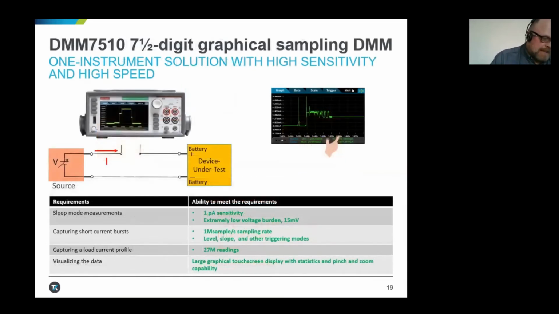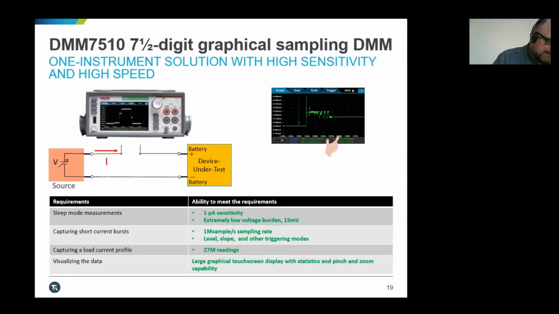Fortunately, Keithley has concentrated on the IoT power measurement challenges and provided an instrument that can meet the requirement for high sensitivity, fast sampling, and deep memory. The DMM 7510 can measure a sleep mode current with 1 picoamp sensitivity using a unique hybrid shunt ammeter feedback ammeter circuit. The DMM 7510 can measure low currents with a very small 15 millivolt voltage burden.